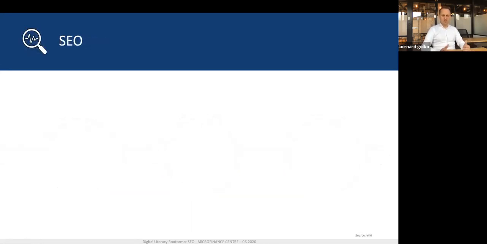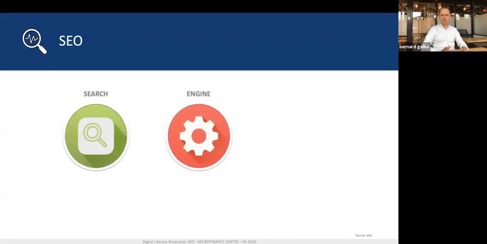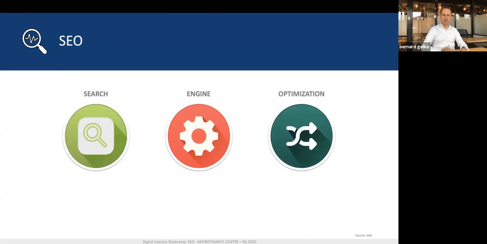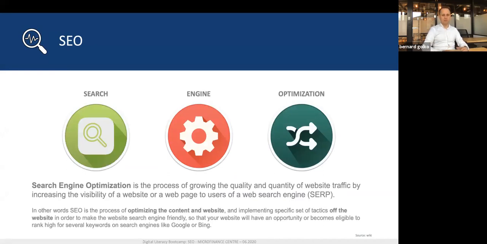Search engine optimization, what it is, most of you already heard about this, some of you did not, but just to find the common ground, search engine optimization is about optimizing your website so it's eligible to be seen on the SERP, search engine result pages. It's not only about optimizing the website itself, but it's also about a set of tactics of the website in order to make the website really eligible and really visible on the search engines.